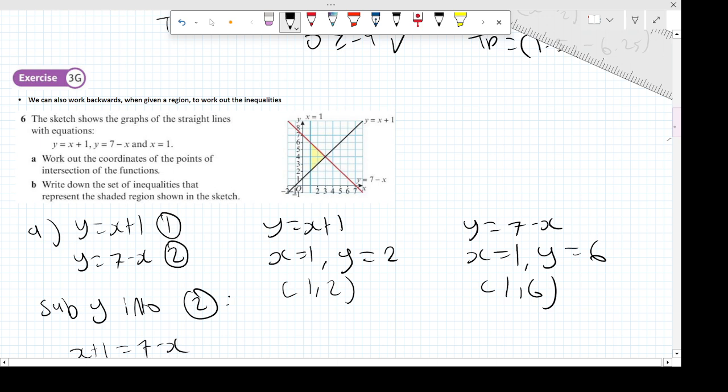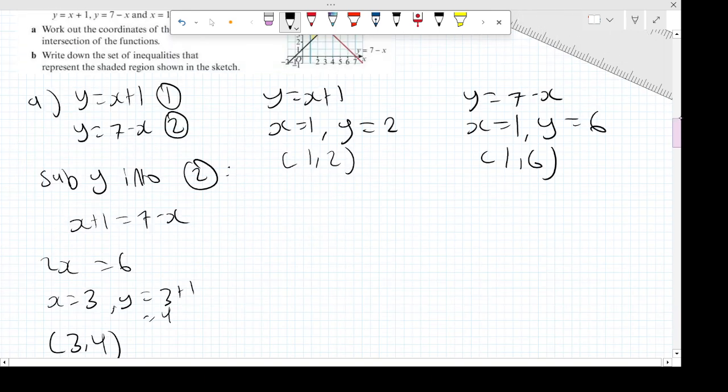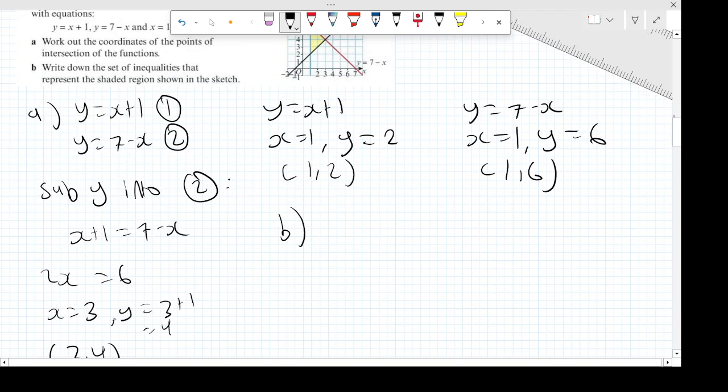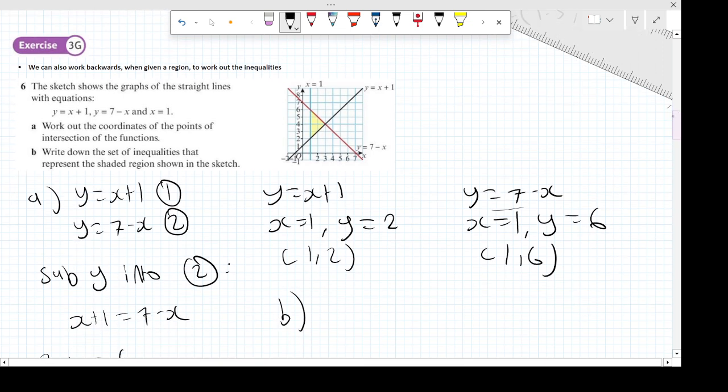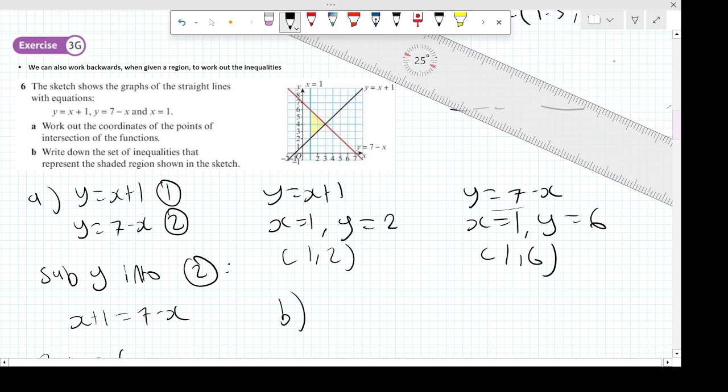Okay, that's part A. Then part B says, write down the set of inequalities that represent the region that's shaded. Well, we're working backwards. So in this case, we need to consider the inequalities. What we need to consider is all these lines given to us, and whether the region is above or below the lines. And also the type of line as well. Is it a dotted or is it a solid line? Those are the two things we need to consider, right?